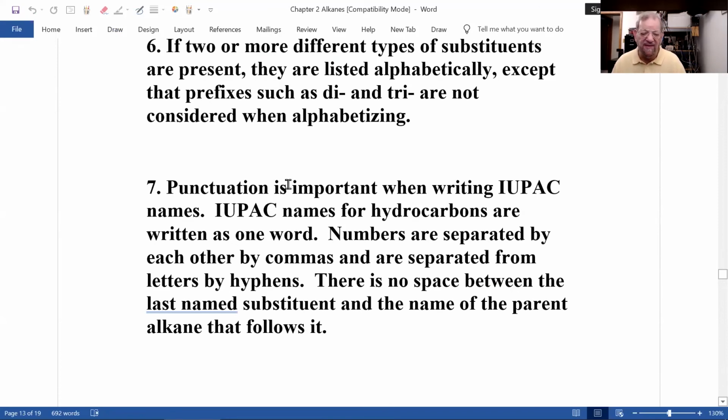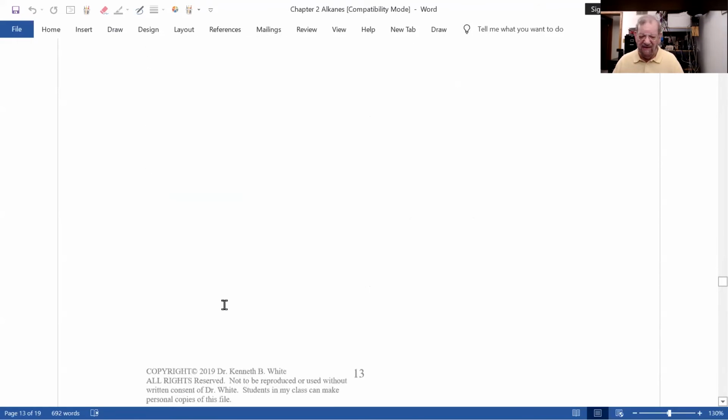Punctuation is important. IUPAC names, hydrocarbons are written as one word. If you got a space in there, I'm not going to take off points. Numbers are separated by commas. That's important. And numbers and letters are separated by hyphens. If you forget a hyphen, that's okay. No space between the last name substituent and the parent or the main chain. I've done that. All right.